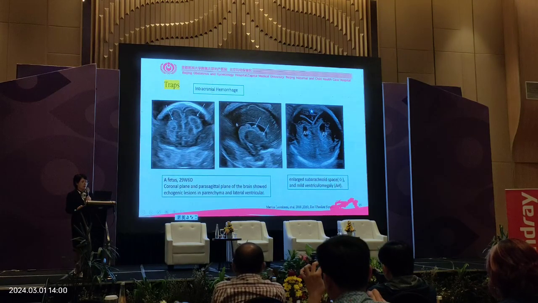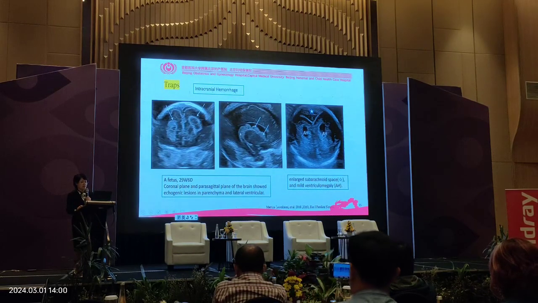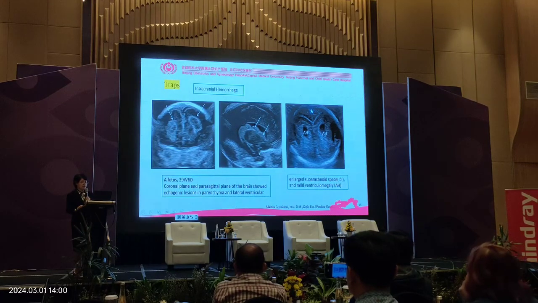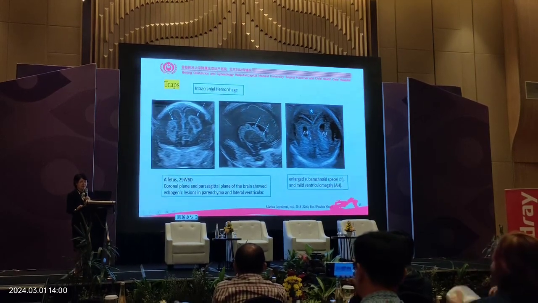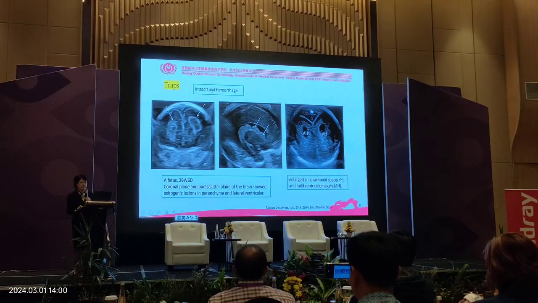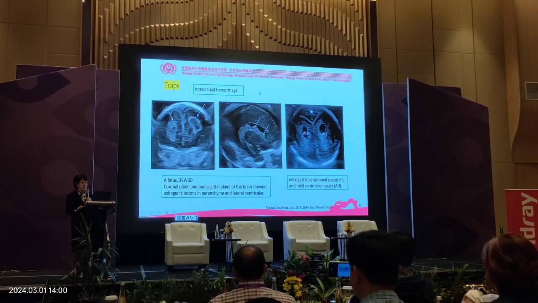And also, we need to observe different planes. There's a coronal plane and a parasagittal plane for the brain. The echogenic lesions here, and the lateral ventricles enlarged here, like a star, with enlarged subarachnoid space and mild ventriculomegaly here. So this case is intracranial hemorrhage.